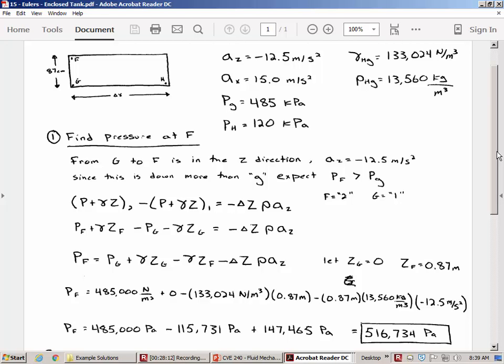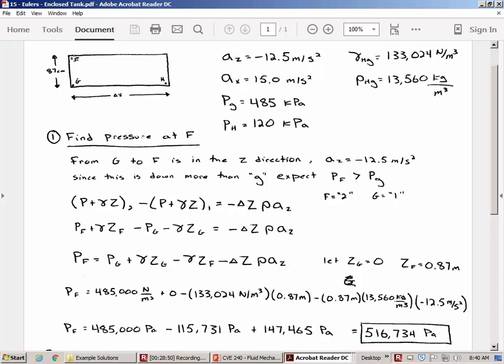And now I'm just rearranging the equation in terms of the unknown. P sub F is what I'm trying to solve for. And so for Z sub G and Z sub F, let's have the elevation at G equal to 0, and then F will be 0.87 above that. So when I start doing the substitutions here, you'll notice that this whole term of gamma Z_G simplifies down to 0, because I'm just saying let's have that be our elevation datum. And then here I've got the unit weight of mercury multiplied by the elevation at F.